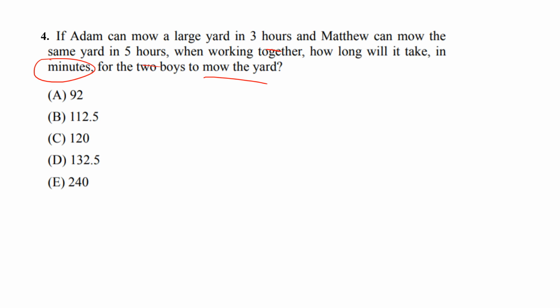That's kind of the easiest way that I found to do it first. So we'll write their rates that they work at as some sort of fraction, right? Adam can do 1 yard in 3 hours, okay? Matthew can do the same yard, 1 yard, in 5 hours. And we somehow have to combine the two to see how long it would take.